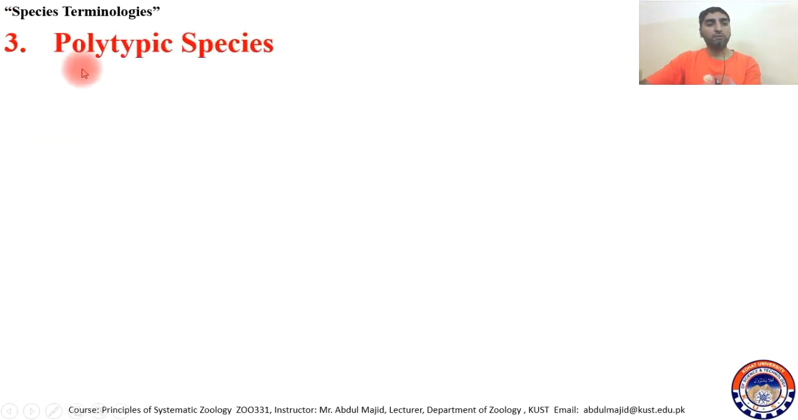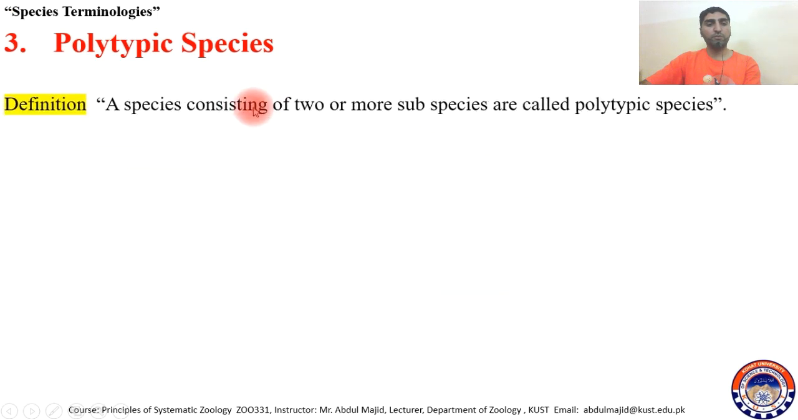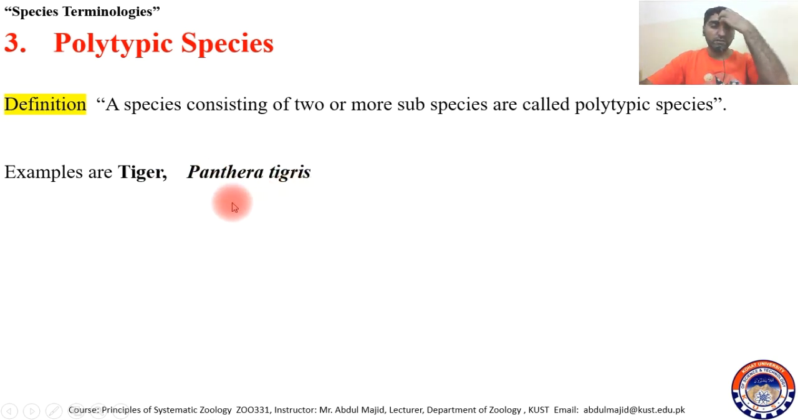Then polytypic species. As the name indicates, poly means many and typic means types. So all those species which have subspecies, meaning two or more subspecies, are called polytypic species. Let's take an example, the tiger. The scientific name of the tiger is Panthera tigris. Panthera is a genus and tigris is a species in this genus. But there are many subspecies.